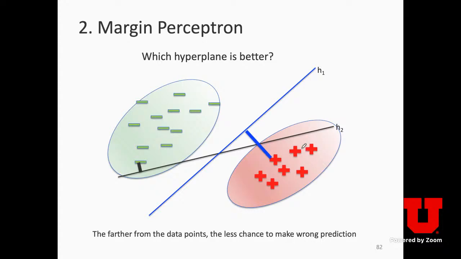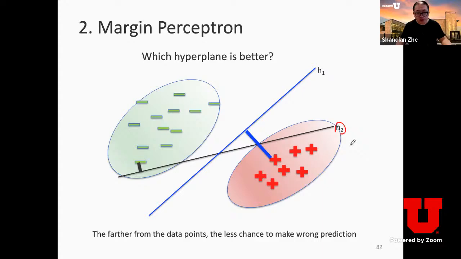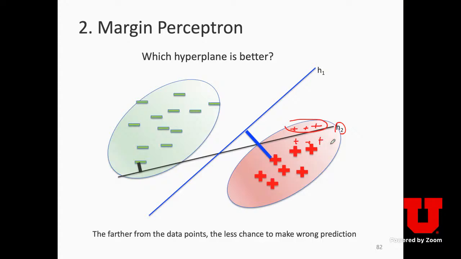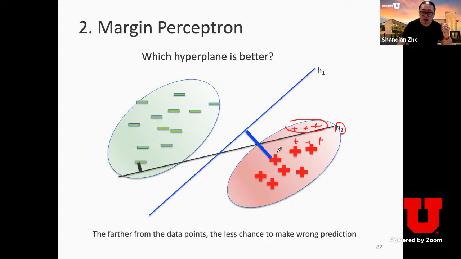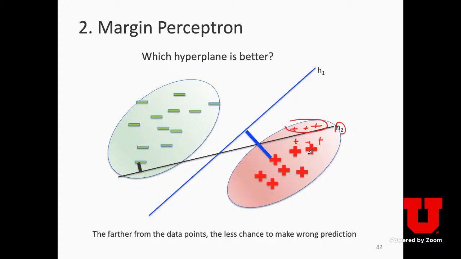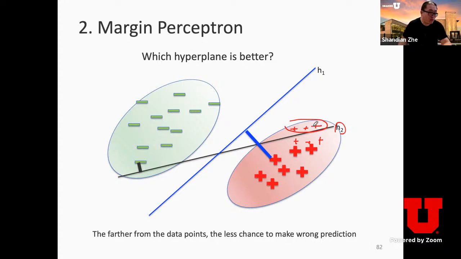So you can imagine if you use H2 to predict some future example. If this future example is a positive example, it is more likely to appear in the high density regions, meaning that it is likely to appear here. Of course, it's also likely to appear here. However, if those positive examples appear on this side, H2 will make wrong predictions for sure, right? Because it classifies all the examples on the other side. If the positive examples appear on this side, they will be predicted as negative examples.